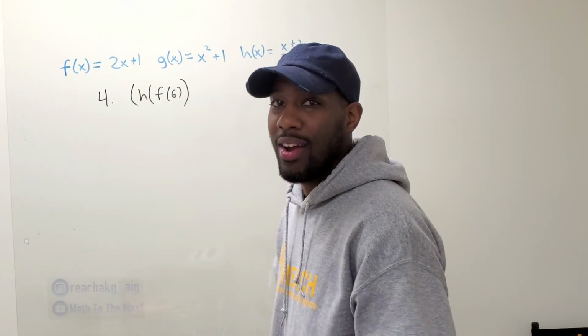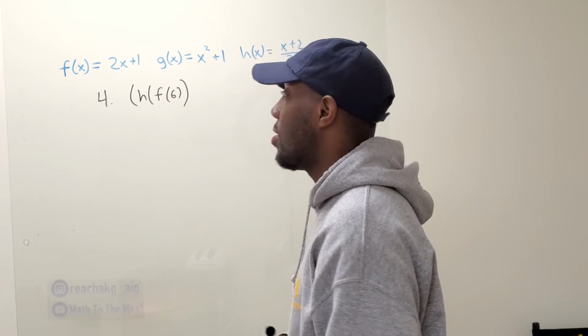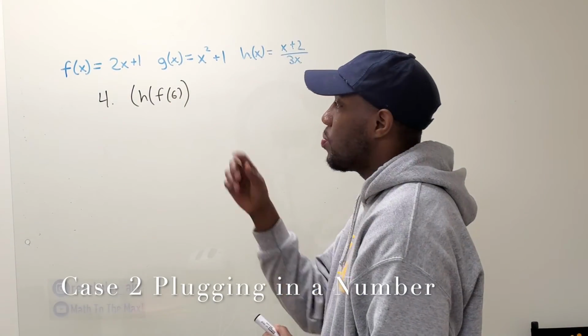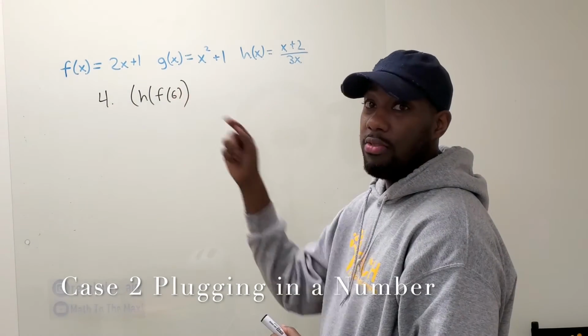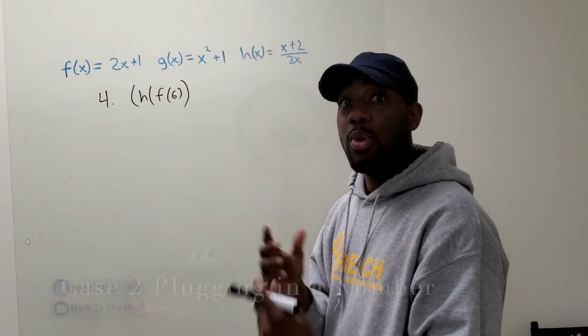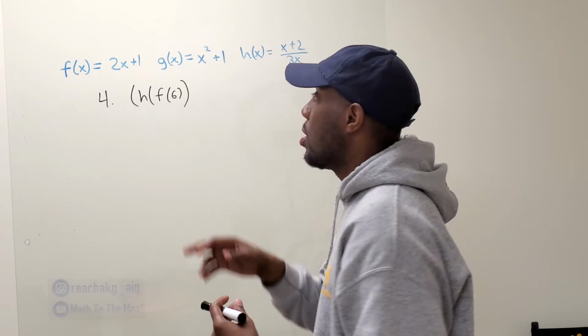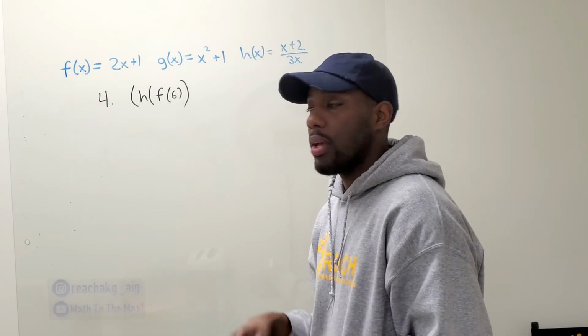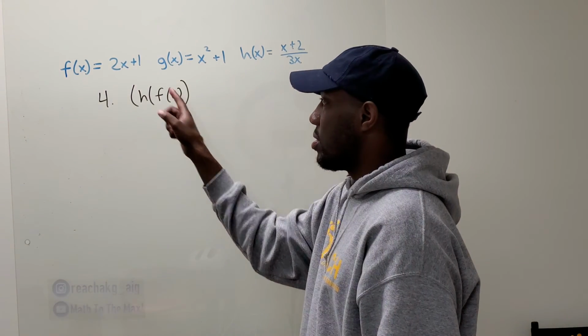Number 4. All right, number 4. That's the last one, y'all. So h of f of 6. What does this mean? This means plug 6 into the f function, because since I'm starting out with a number, I'm just going to go ahead and plug in a number. Go to the f function, plug in 6. So we can do some mental math with that.